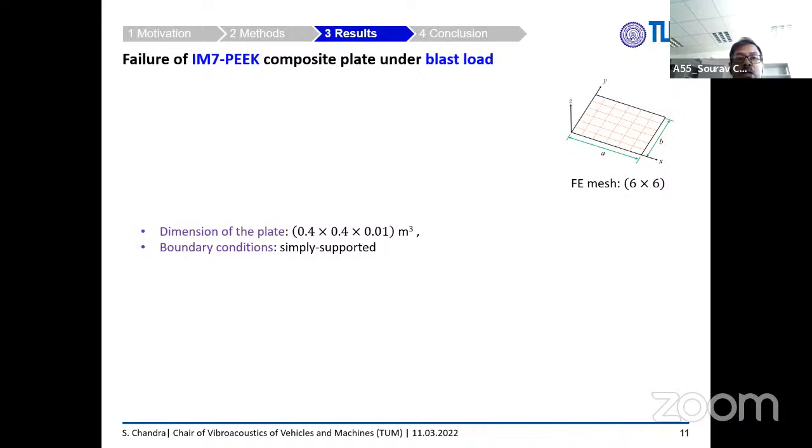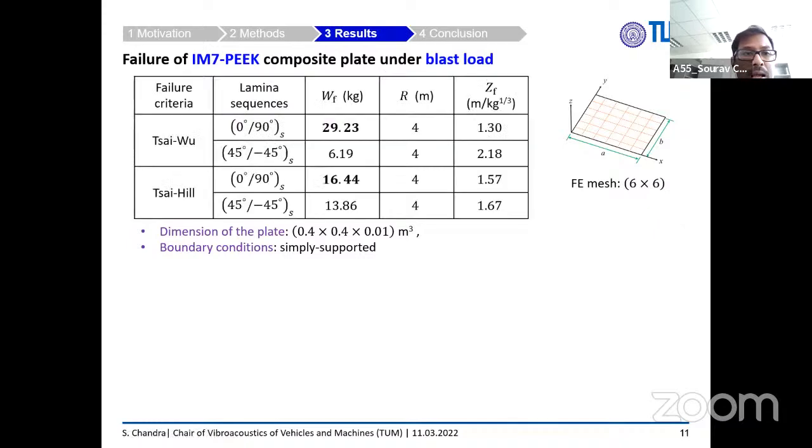So we'll come to some results. In the results, firstly we'll calculate the deterministic failure load of the composite plate, and then we'll come to the probability of failure while considering the two parameters as uncertain. We'll consider a plate of size 400 by 400 by 10 millimeter, with the simply supported condition. For finite element modeling, we have used a 6 by 6 mesh size, and that is our results.